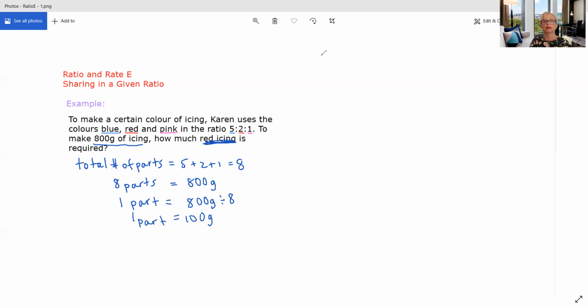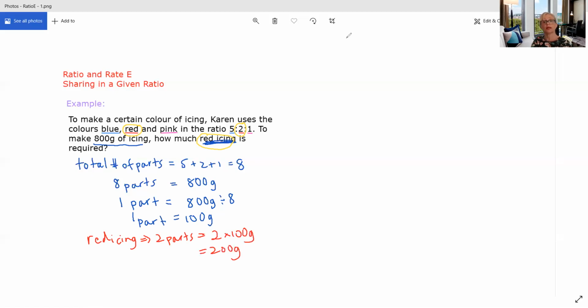Now we need to go back to our question and have a look at what we're actually being asked for. We're being asked for the amount of red icing. Don't ask me why I've circled it in yellow, but oh well. So we want red icing, and that is 2 parts. So red icing is 2 parts. So we're going to have 2 lots of 100 grams, which is 200 grams.